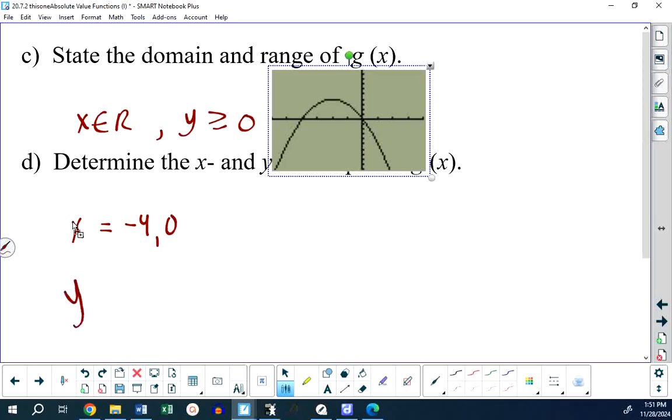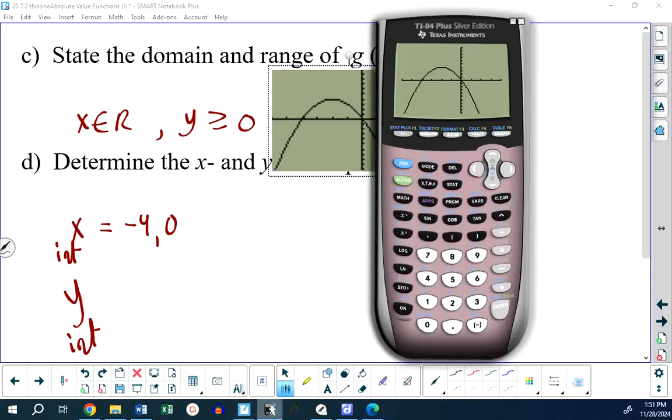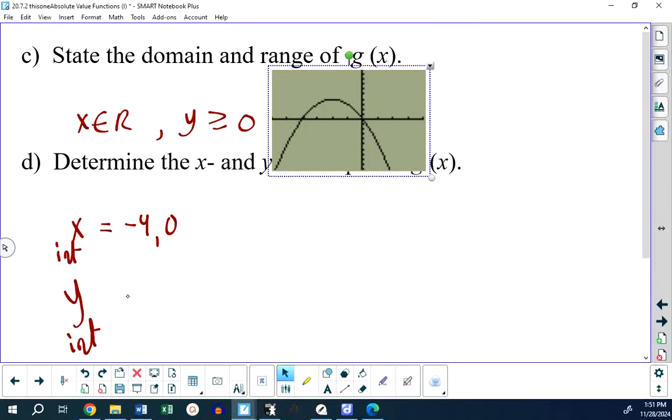The y-intercept, well, what's the y-intercept of this function? I'm just going to go trace 0, trace 0, confirm that the y-intercept is 0. If the y-intercept of the original function is 0, the absolute value of 0 is still 0, so this y-intercept is 0. I mean, we finished this last lesson, or this last example, using a lot of technology.